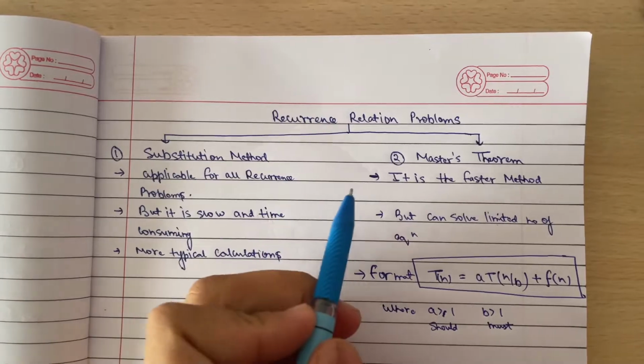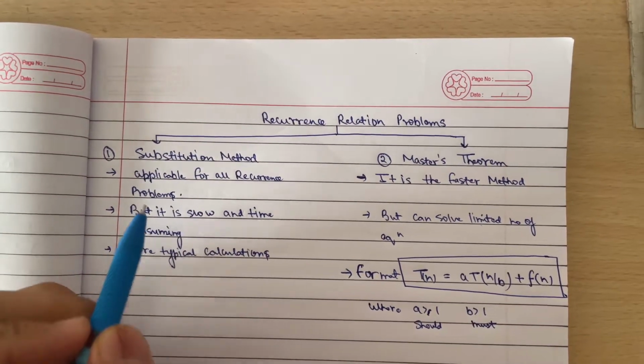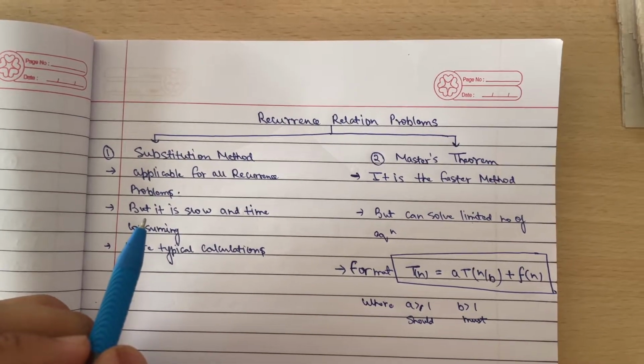Hello friends, my name is Bharat Mehta and today I am going to explain how to solve recurrence problems using Master's theorem. For finding the time complexity of recurrence relation problems, we have two methods. Number one is the substitution method and the second one is Master's theorem.